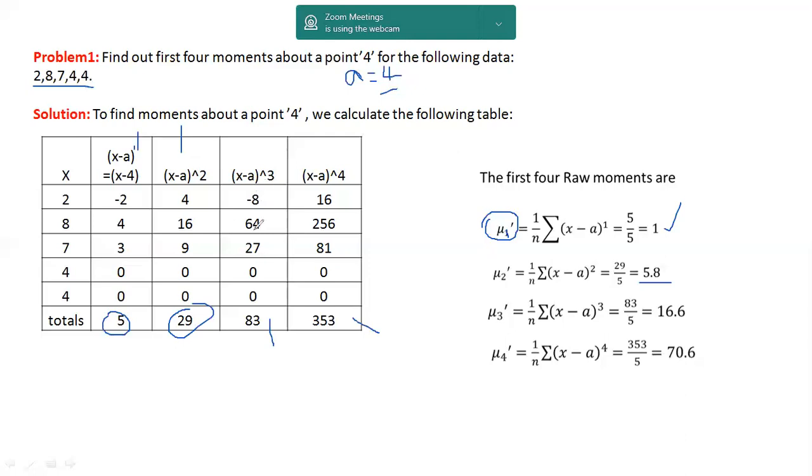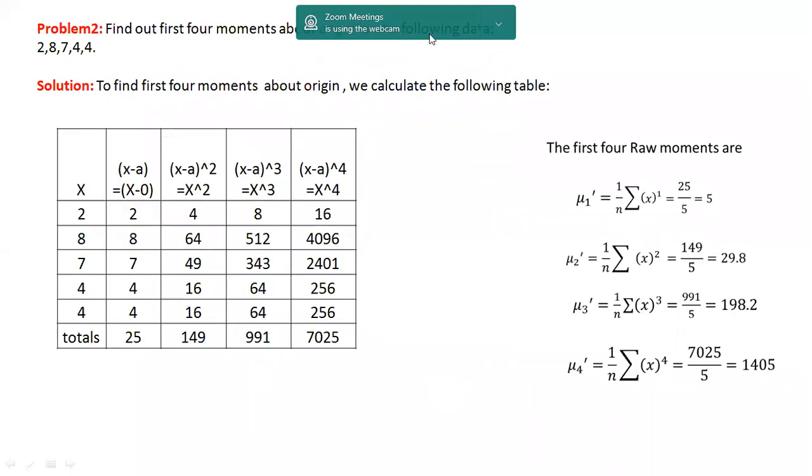Similarly, the third raw moment is the summation of (x minus a) whole cube, which is 83, by the total number of observations, which is 5. So 83 by 5 is equal to 16.6. Similarly, we are calculating the fourth raw moment. The respective sum will be 353 by 5, which is equal to 70.6. So like that we are calculating the four raw moments of the given data about the point 4.